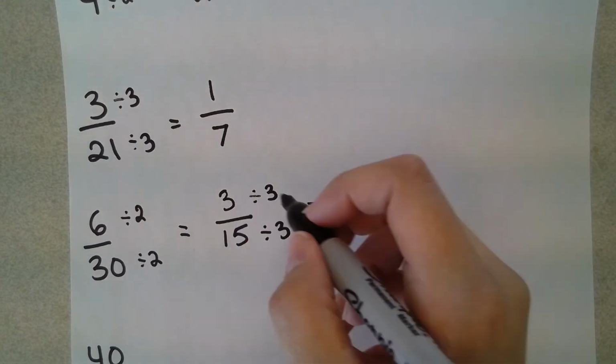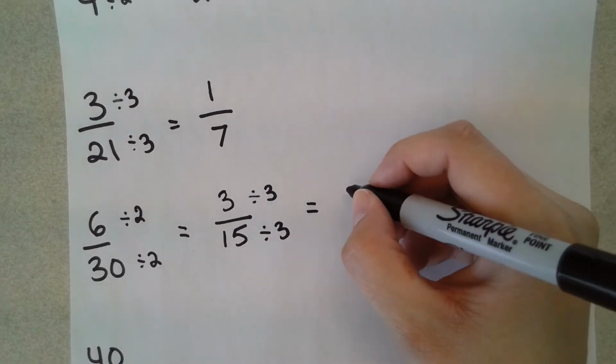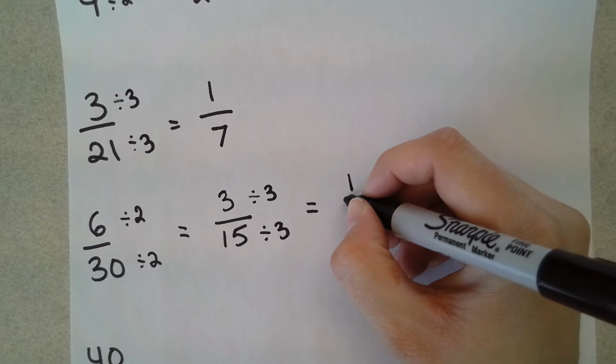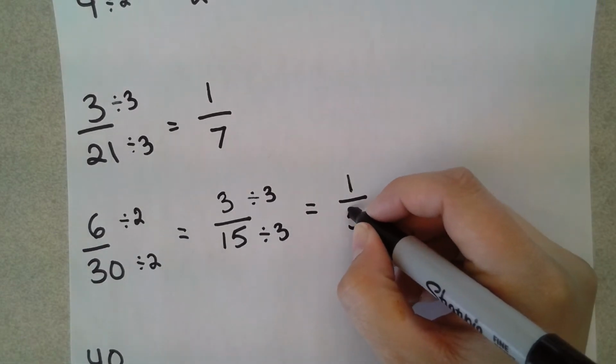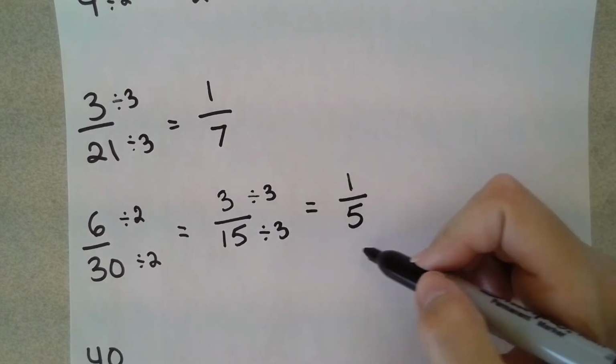Okay, now you're going to get your final answer. 3 divided by 3 is 1. 15 divided by 3 is 5. And so then that's your final answer.